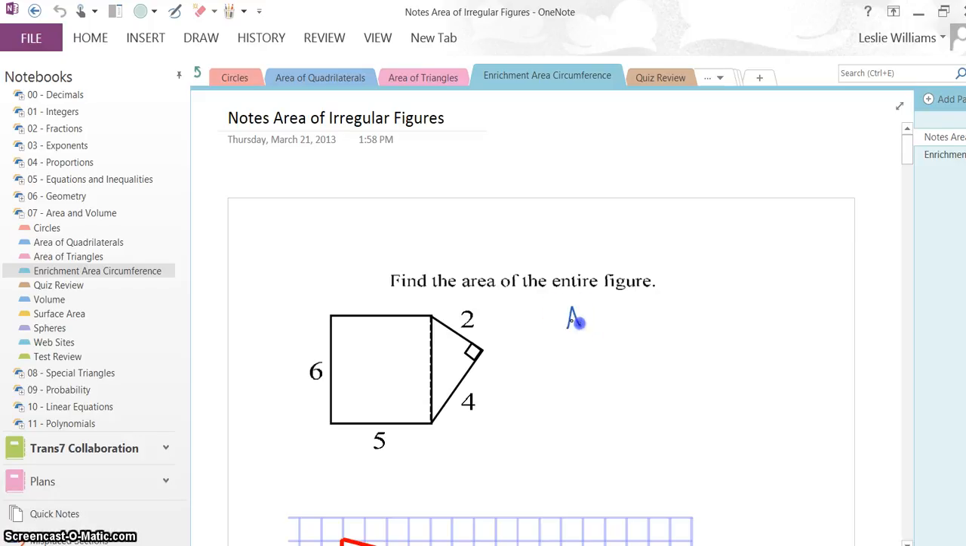So I'm going to start by finding the area of the rectangle, which I use the formula base times height. So the area of my rectangle is going to equal 6 times 5, which is 30.